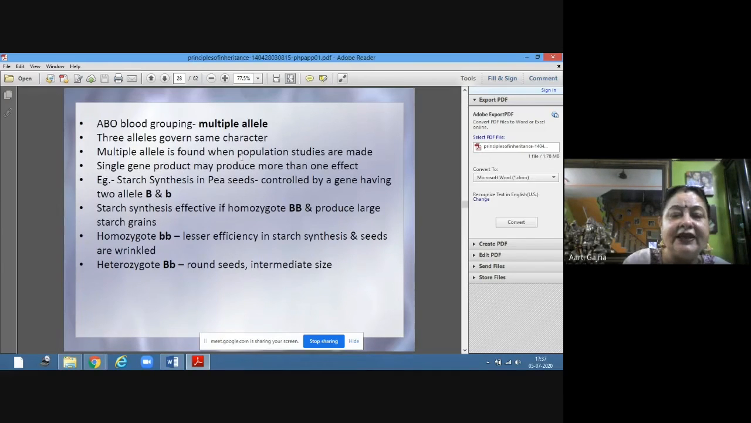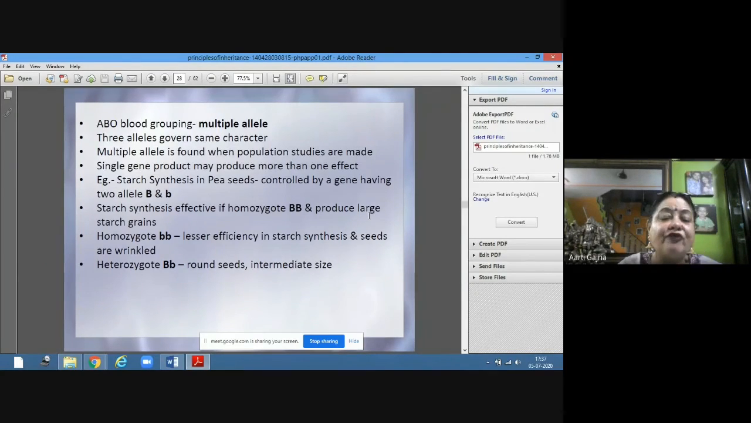Now, a single gene product may produce more than one effect. This is another concept: one single gene is producing more than one effect. Starch synthesis in pea seeds is controlled by a gene having 2 alleles, capital B and small b. Now, what is the trait for these alleles? They are responsible for the synthesis of starch. Starch synthesis is very effective, very prominent, in the homozygote with capital B.